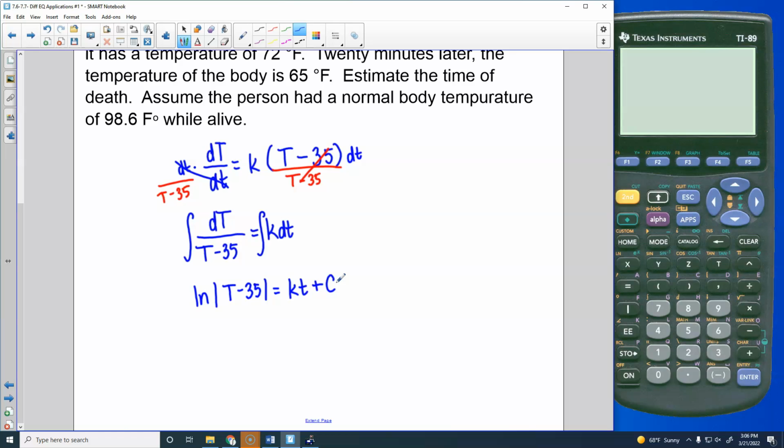And so this is a lot like the exponential equation that we just did, but it's going to be slightly different because we're going to do e to the power on both sides. T minus 35 equals C e to the kt. And the difference is that instead of just having a variable here, we've got T minus 35. So we've got to move that 35 over to the other side. So T equals C e to the kt plus 35.